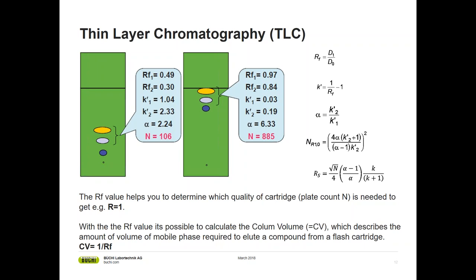Also, with the RF value, it's possible to calculate the column volume, which describes the amount of volume of mobile phase which is needed to elute a compound from a cartridge or column. This is very important then for method development. So in summary, we get a lot of information from this RF value, which shows how useful and important TLC is.